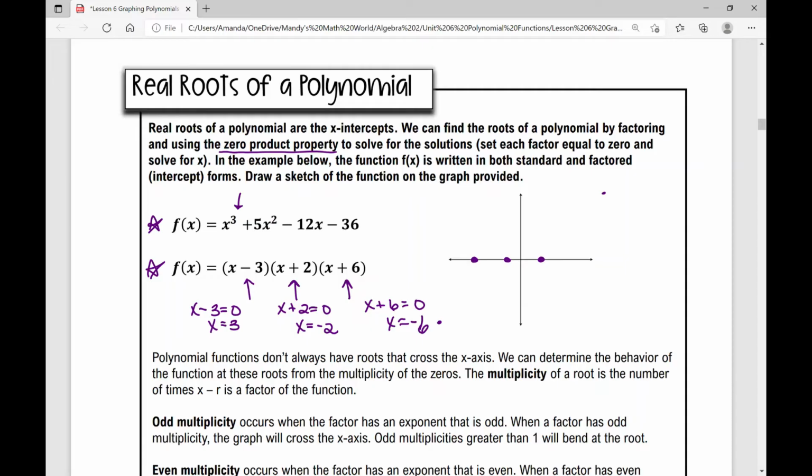So if I'm just drawing a rough sketch of what it's going to look like, I know it's going to start down here, cross through that x-intercept, go down, cross through that x-intercept, and look something like that. Now, is this exact? No, I don't know exactly what this looks like, but I know a general shape and pattern of what this function is going to look like. And I can graph it knowing the end behavior and the x-intercepts.